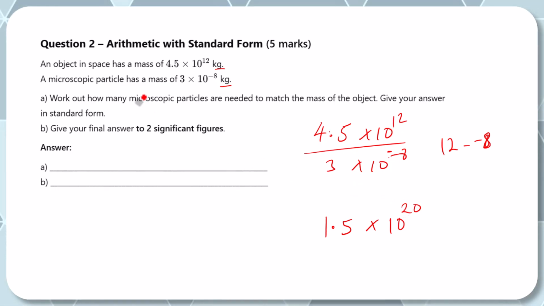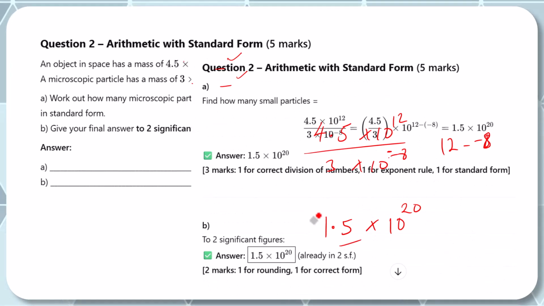It says work out how many microscopic particles are needed to match the mass of the object. This is the mass of the object, and this is a small particle. So how many of these will go into that? There's nothing else to be done, and the answer is already in 2 significant figures. Part 2 says write it in 2 significant figures. It is already in 2 significant figures. That's just it.